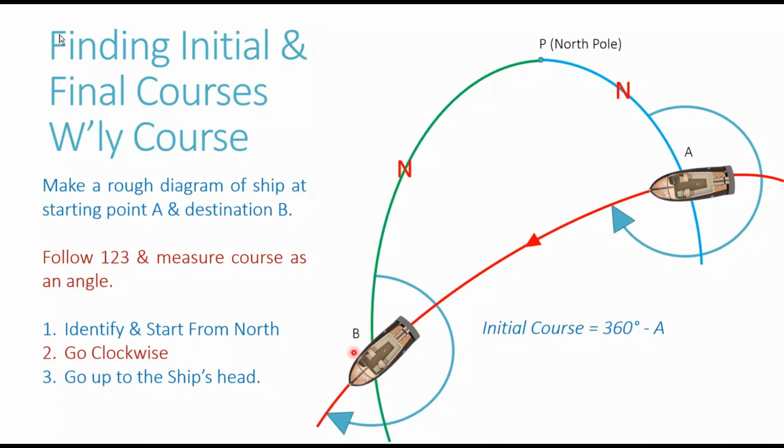Now again, looking at this diagram, what we know from the cosine formula is this internal angle B. What we now require for our final course is the angle represented by the light blue arc going up to the ship's head. So how do we find it?